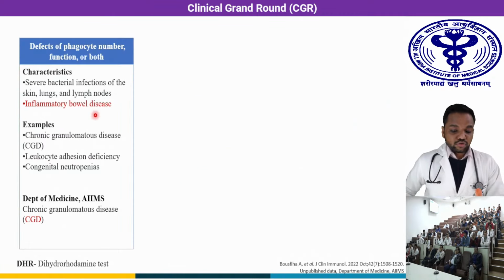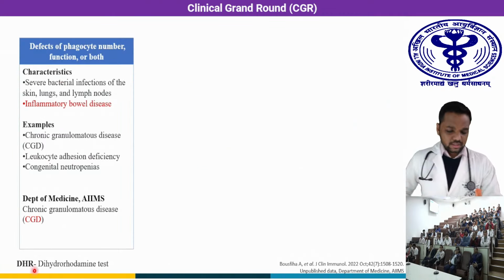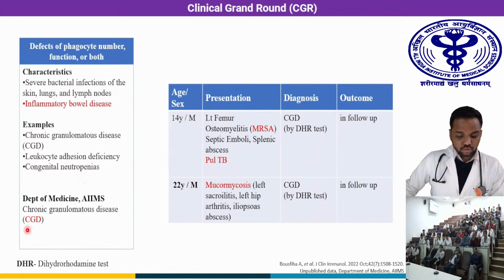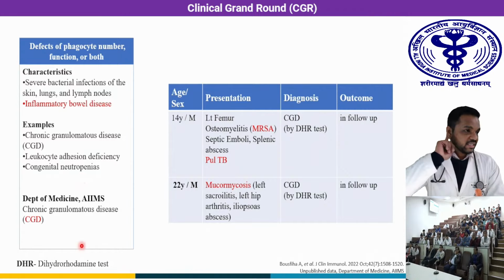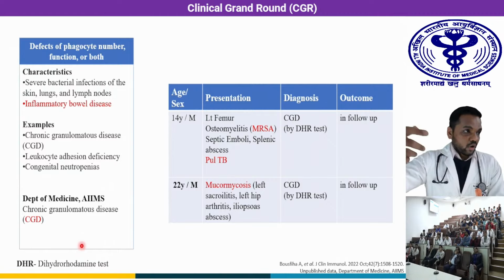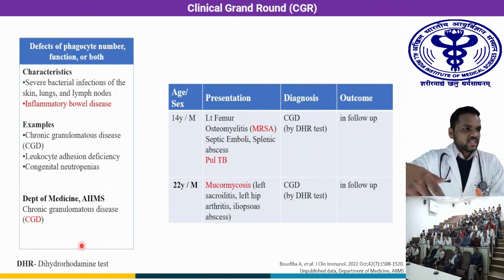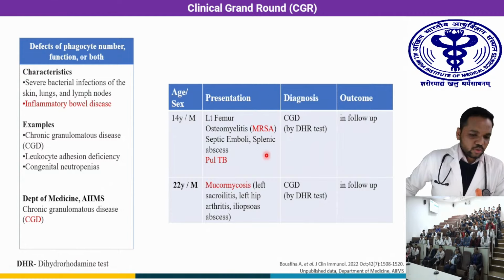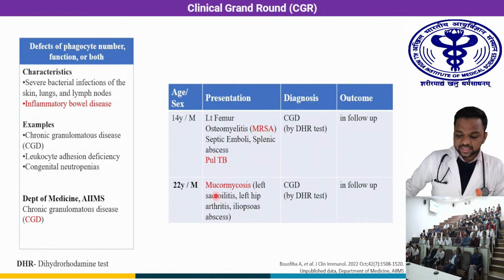Coming to defects of phagocyte number and function, in this category, one of the common disorders is chronic granulomatous disease. Patients having CGD have a predisposition towards infection by catalase positive organisms. For example, bacteria that are catalase positive, and all fungi are catalase positive. In our cases, one presented with MRSA, and the second case presented with mucormycosis.